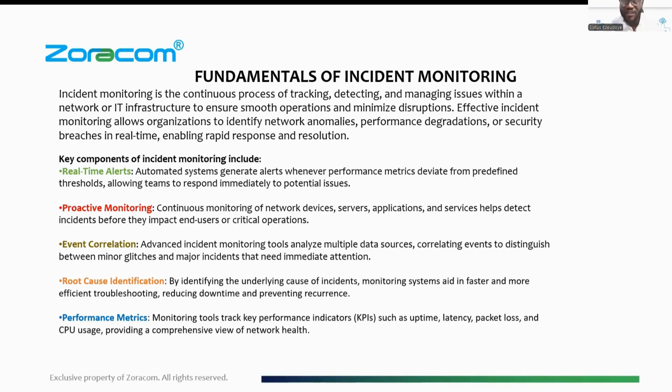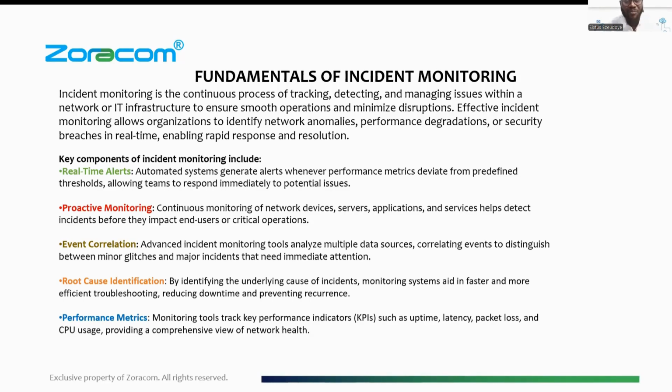If you're able to identify the cause with the right monitoring tool, you will have efficient troubleshooting, thereby reducing your downtime and preventing recurrence. By downtime, we mean the time the incident happens, and also to prevent future recurrence. Because the fewer incidents you have, the more effective your IT infrastructure, the more effective your servers or your network infrastructure. And finally, performance metrics.